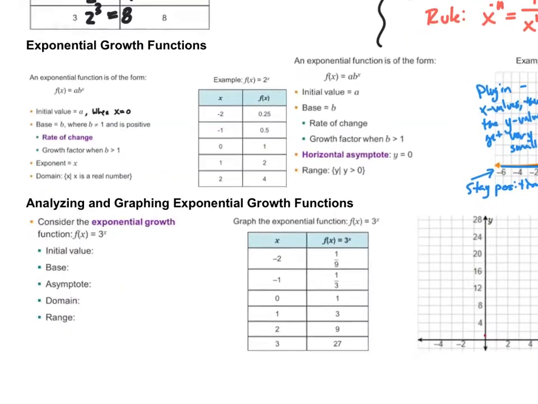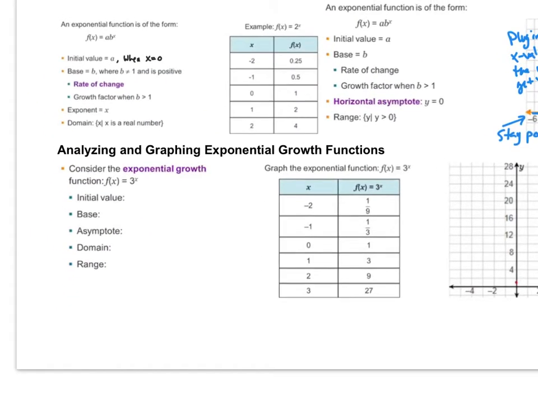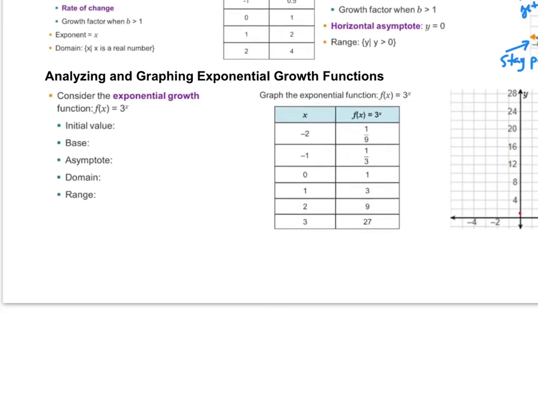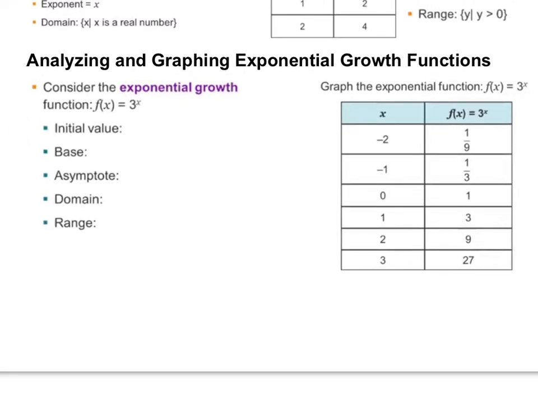All right, so now let's analyze a graph here. Let's think about something for a second. If we want to talk about the initial value, we've got this exponential growth function, f of x is equal to 3 to the x. The initial value, remember, is when x is equal to 0, and that's going to be 1. So your initial value is 1.